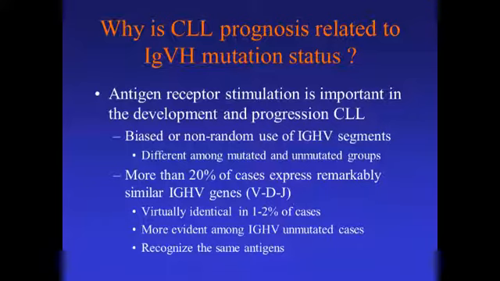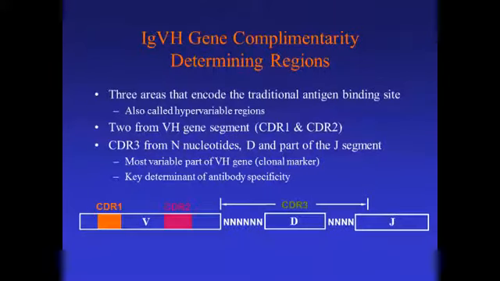But more importantly, about 20% of cases express remarkably similar variable genes, including not just the variable gene segment, but the diversity and joining segment and the stuff in between. So they're virtually identical in maybe 1 to 2% of cases. This is more evident among the non-mutated cases, but finding CLL cases from different people more or less expressing the same immunoglobulin gene suggests that they're recognizing the same antigen and that antigen is basically driving the process. This is just a cartoon to give you an appreciation of how rare this is.